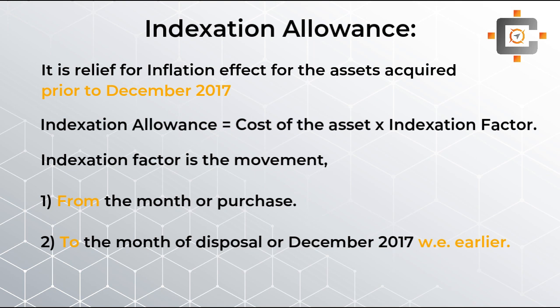So let's say you have purchased your asset in 2010 and you have sold it in 2020. You cannot claim the indexation for the whole 10 years because the deadline is December 2017. So you have to choose the indexation factor from 2010, the purchase of the asset, to December 2017. Okay, I hope you are getting this point, but still if you have any query, feel free to ask.